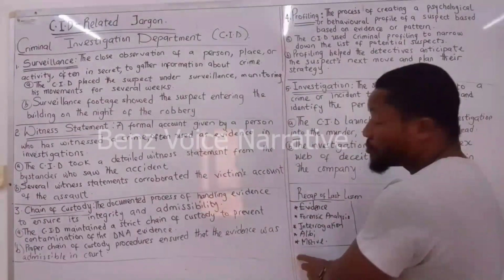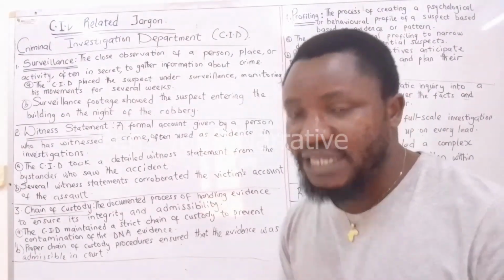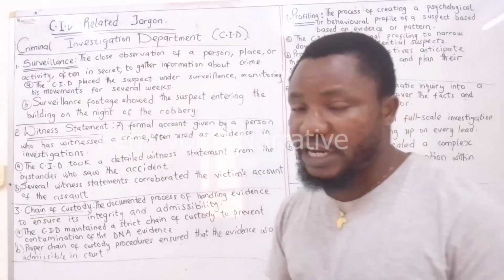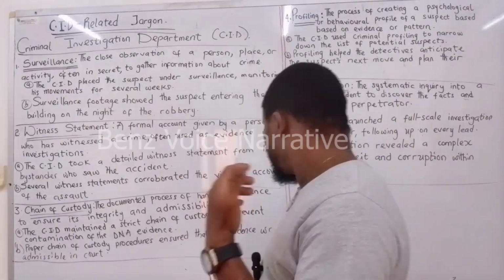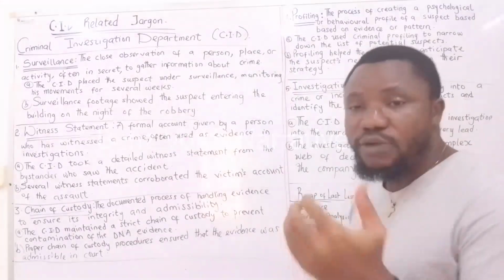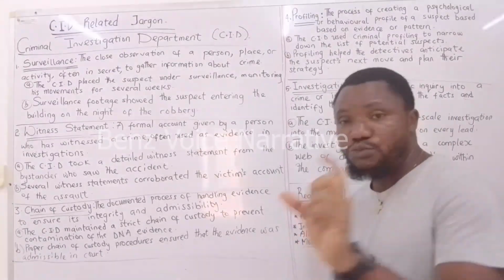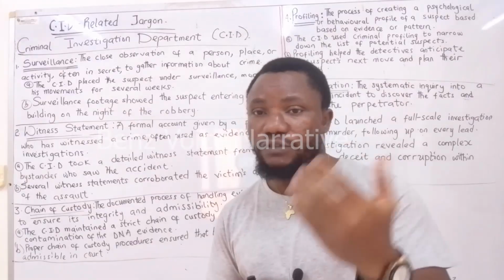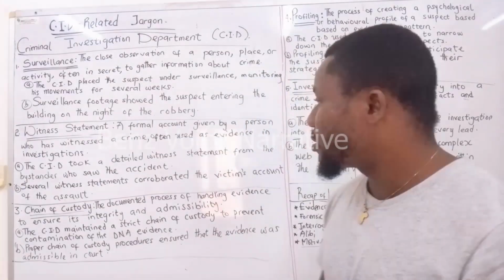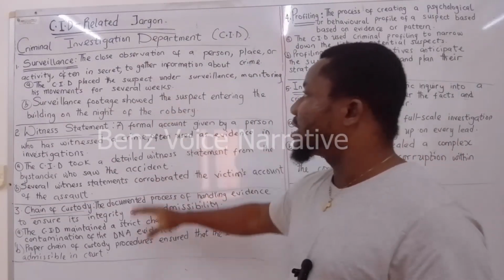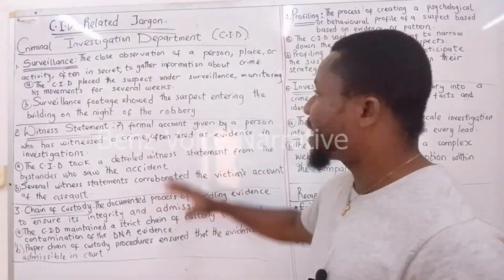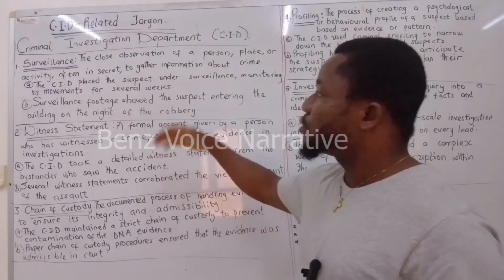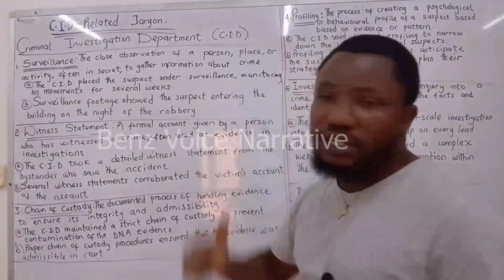So finally, we looked at motive. Motive is the reason or the reasons behind an action or a behavior, especially when a crime is being committed. So in this class, which is the second episode, we want to look at five other words that are associated with the CID.